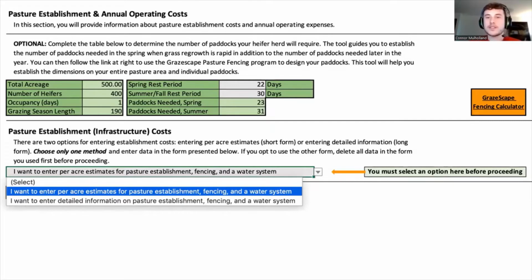There's basically two ways that this sheet could work. You can either enter in per acre estimates for pasture establishment, fencing, and a watering system, or you can go the long way, as we say, and enter in detailed information about the same exact stuff. In this case, since this is a big farm and we're just looking for basically a rough guess for how much that establishment would be, we opted to do the per acre option.